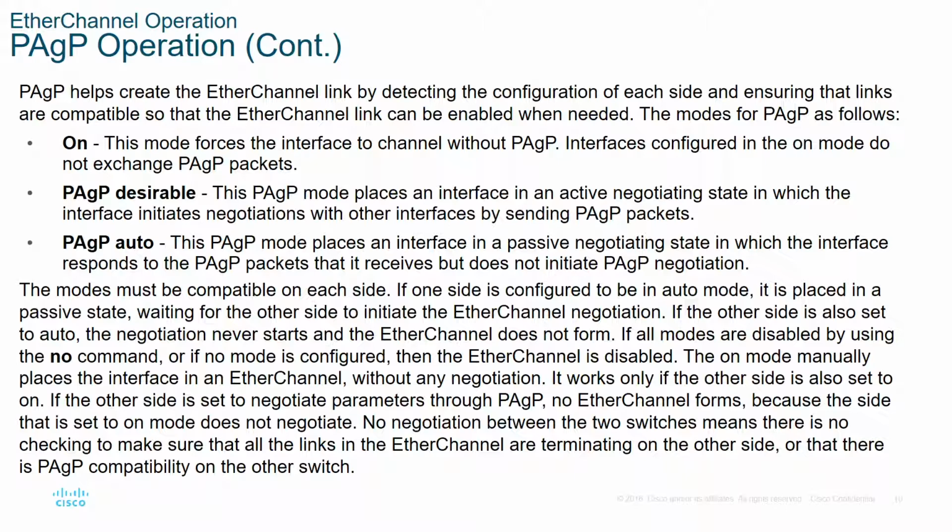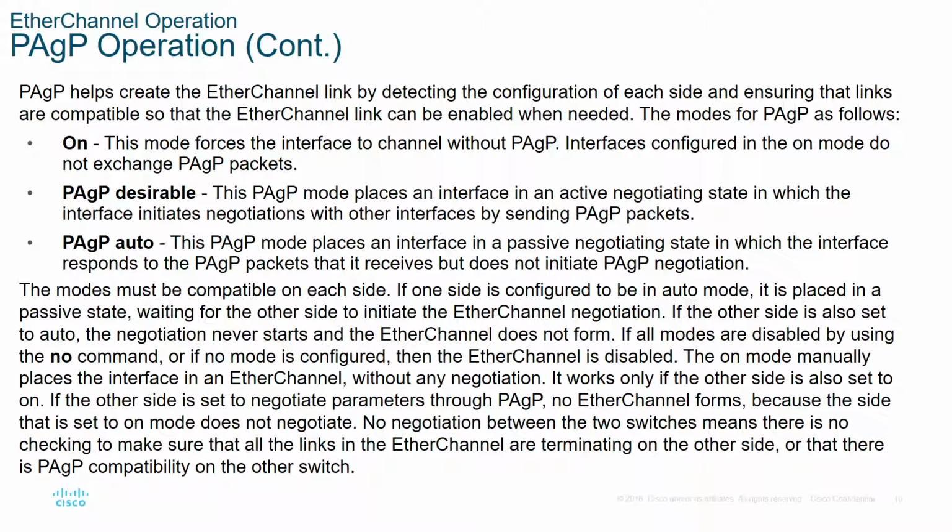If one side is configured to be in auto mode, it is placed in a passive state, waiting for the other side to initiate the EtherChannel negotiation. If the other side is also set to auto, the negotiation never starts and the EtherChannel does not form. If all modes are disabled by using the no command, or if no mode is configured, then the EtherChannel is disabled.